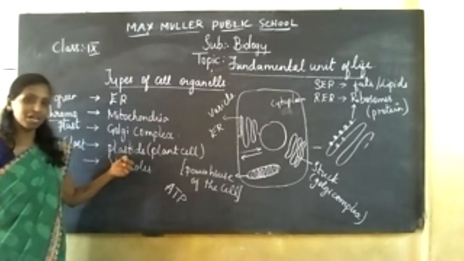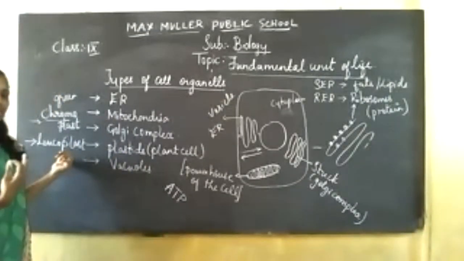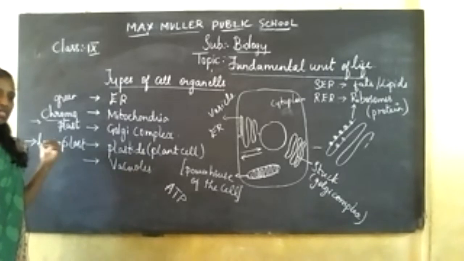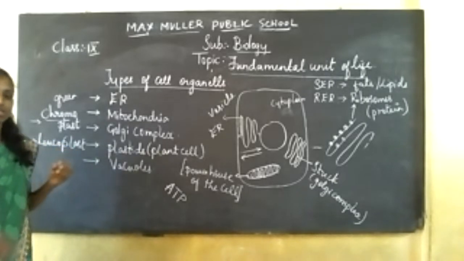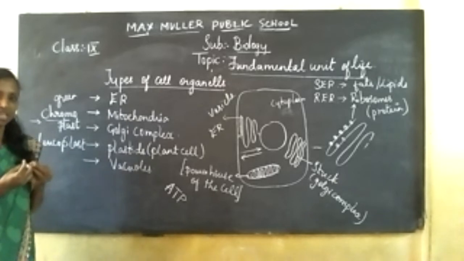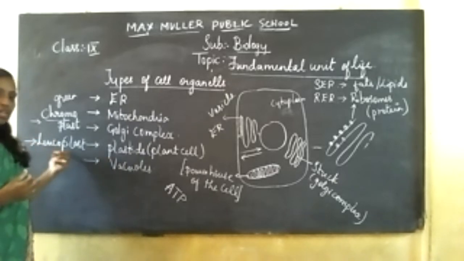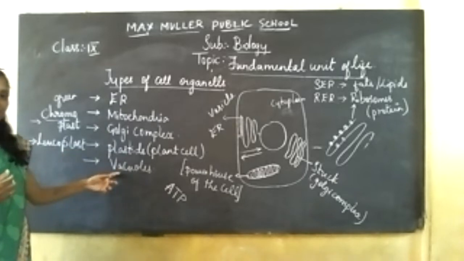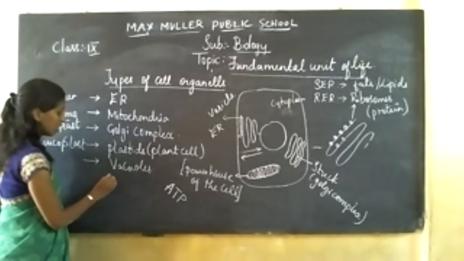So that is about your plastids. Leucoplast does not have any color. And what is the work of this leucoplast? It is going to fight against diseases. That means if the plant gets any infections or something like that, it can be protected by your leucoplast itself. Next we have vacuoles, which are present in plant cells.